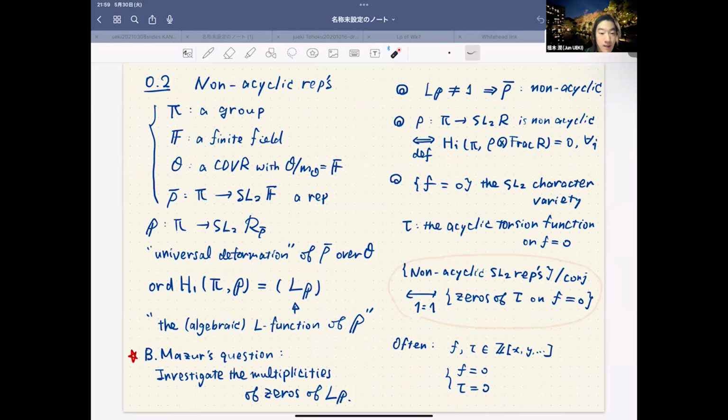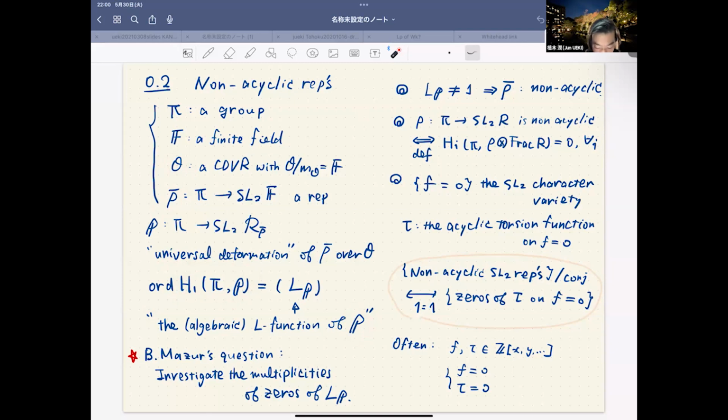Let me explain something about non-acyclic representations. Let pi be any discrete group, F a finite field, O a CDVR with residue field being F, and rho bar be a representation over the finite field F. Then we may define the so-called universal deformation of rho bar over O. This is a lift of rho bar to an O-algebra with some universality. And if we consider the twisted homology, sometimes it is a torsion module, and its order is called the algebraic L function of the universal deformation rho bar, denoted L rho.